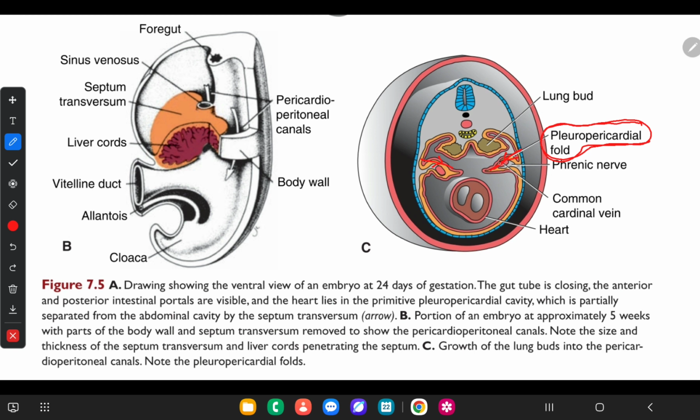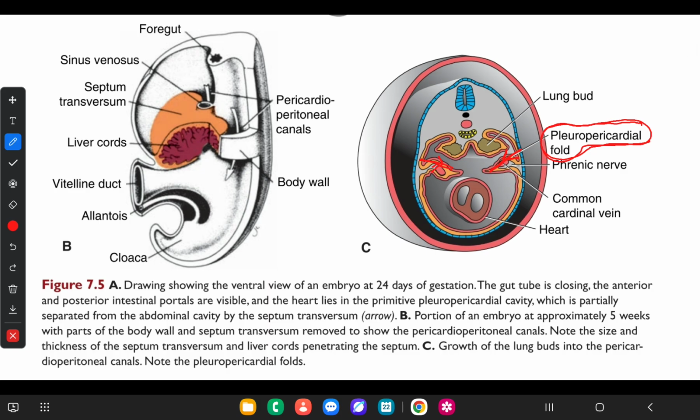These pleuropericardial folds grow towards the midline like this and they fuse together. Then they fuse with each other with the root of the lungs, and then the thoracic cavity is divided into the definitive pericardial and two pleural cavities by this pleuropericardial fold. Pleuropericardial means in between the pleura and the pericardial cavity. So, pleuropericardial folds divide the thoracic cavity into the pericardial cavity and the two pleural cavities. That is the process where thoracic cavity formation occurs.